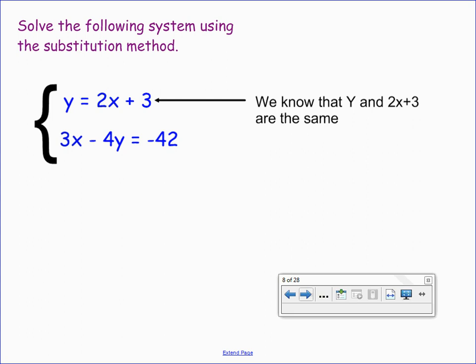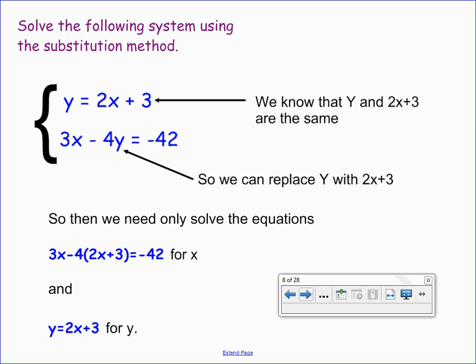So take a look at this. In that first equation in my system, y is already by itself. We know that y and 2x plus 3 are exactly the same. So we can go to the other equation and replace y in that second equation with what y equals. That's 2x plus 3. So now we only need to solve the equation 3x minus 4 times quantity 2x plus 3 equals negative 42 for the remaining variable x, and then plug it back into the top one for y. So hang tight. We're going to go ahead and do it. I just wanted to show you that's our scheme, right? That's our scheme. Now let's go ahead and do it.